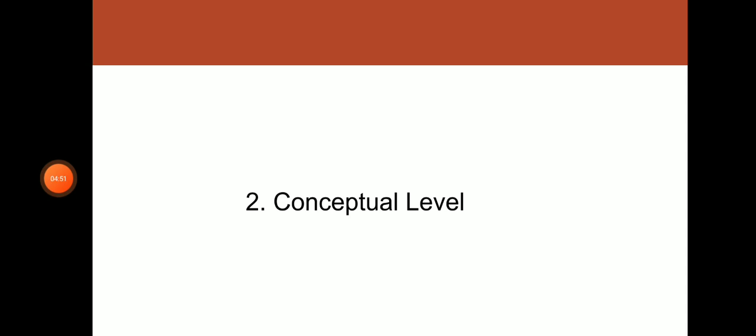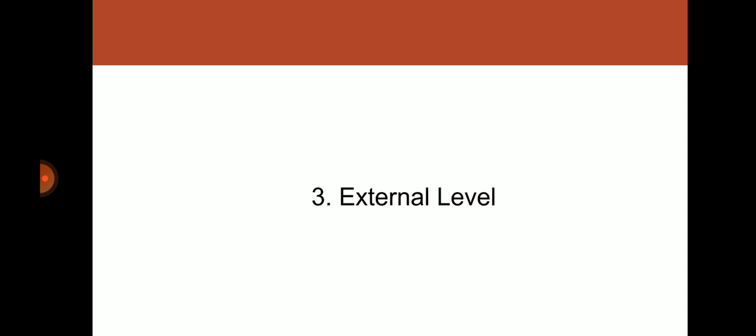And the last and third level is the external level. At this external level, a database contains several schemas that are sometimes called subschemas. The subschema is used to describe the different views of the database. An external schema is also known as a view schema. Each view schema describes the database part that a particular user group is interested in and hides the remaining database from that user group. The view schema describes how end users interact with the database systems.